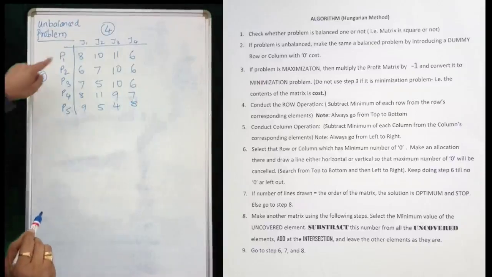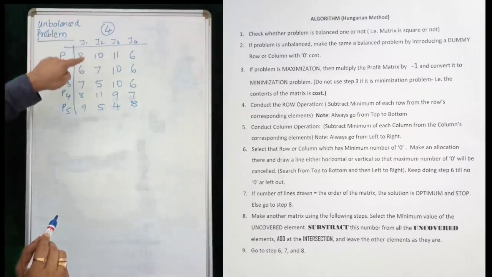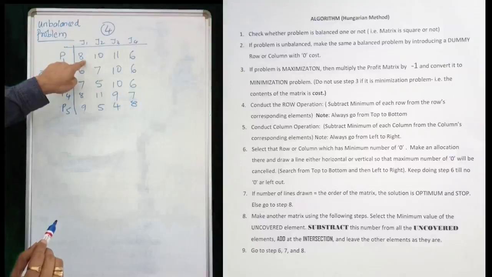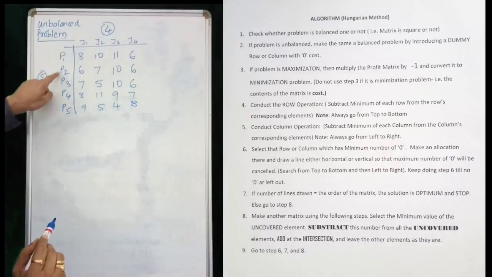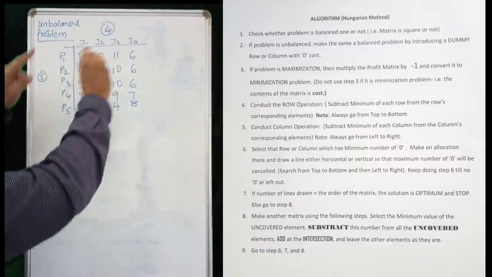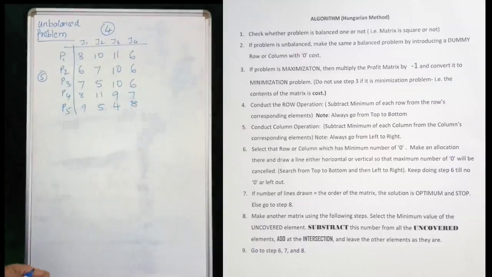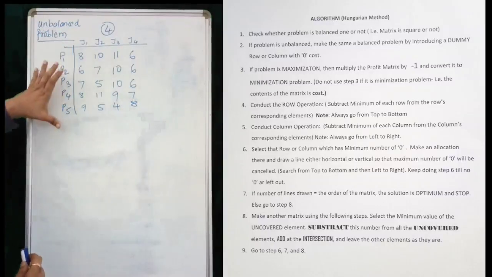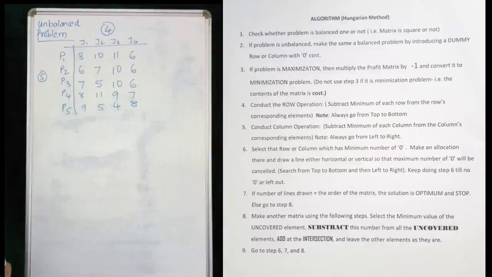That means if P1 does job J1, it will cost the company 8 rupees. But if P2 does the job J1, it will cost the company 6 rupees. Like this, the whole matrix is given. Now let's go with the algorithm. Naturally, the question is, give the best assignment. Which person should do which particular job?